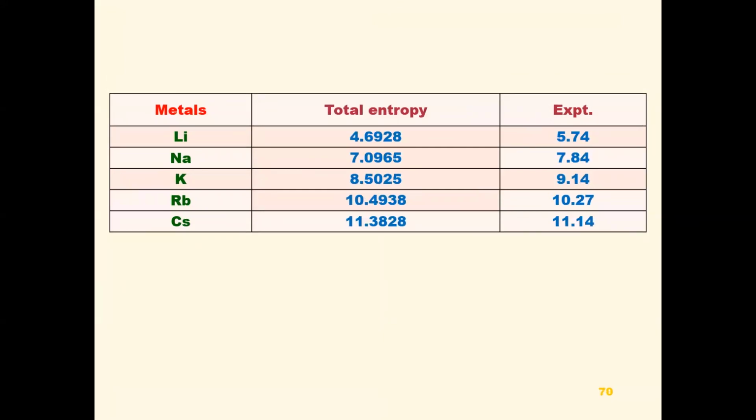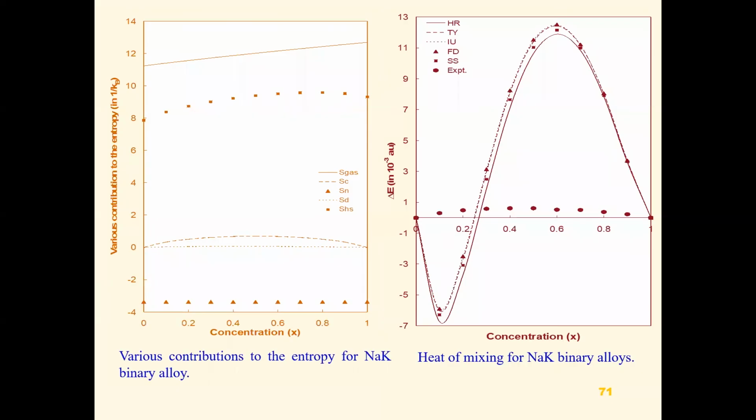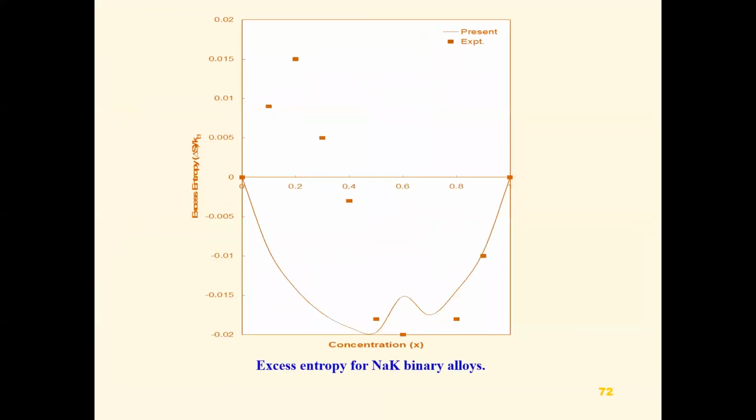This is the result of the total entropy. Again, in these slides, you can see the various contributions to the entropy for the NaK binary alloys, as well as the heat of mixing of these binary alloys. Excess entropy is also computed for these binary alloys using the pseudopotential theory.